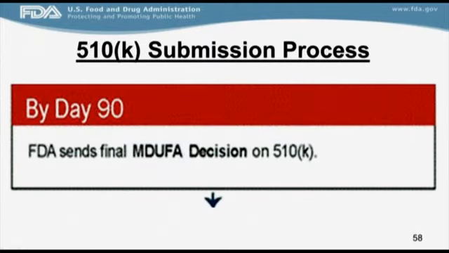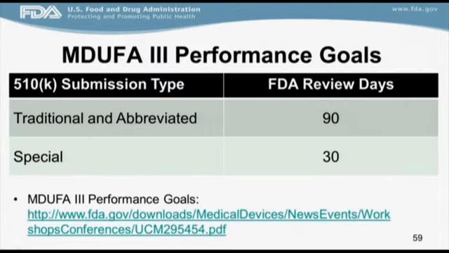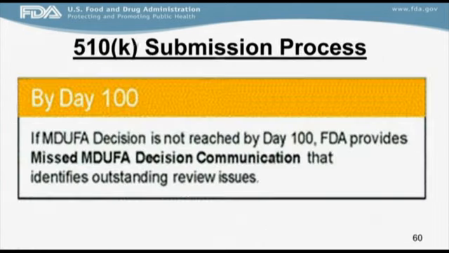So next, by day 90, FDA will hopefully issue a MDUFA decision on your 510K. MDUFA 3 performance goals are for a traditional and abbreviated 510K 90 FDA review days, and for a special it's 30 days. If you do not receive a MDUFA decision by day 90, the FDA will communicate with you via a missed MDUFA decision communication by day 100. And this communication will outline the outstanding review issues with your 510K.